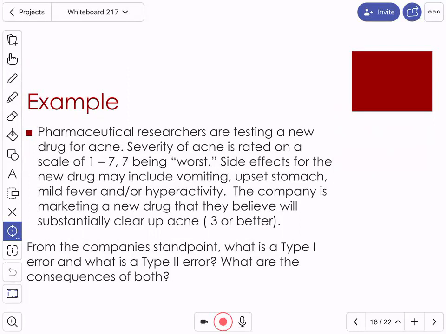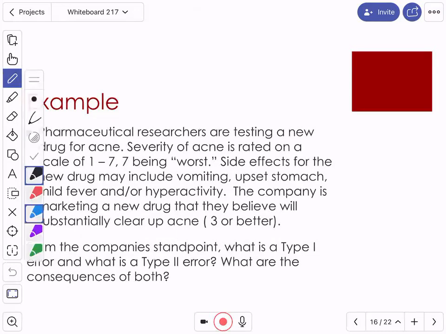So if you have a 7 being the worst, they're going to make it to where it's a 3, 2, or 1. Anything that is greater than 3 is still not any improvement. From the company's standpoint, what is a type 1 error and what is a type 2 error? What are the consequences of both errors? So here's what we say. First off, we need to develop a known alternative.